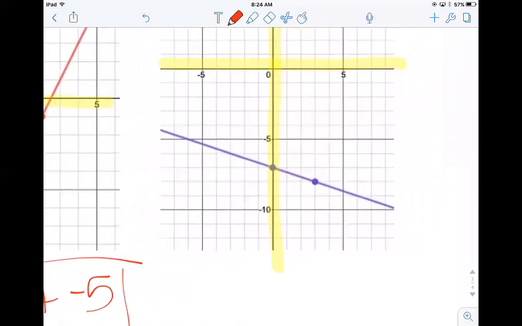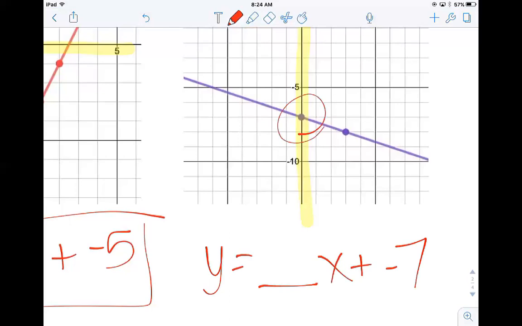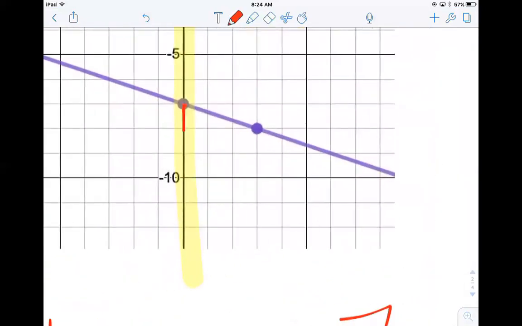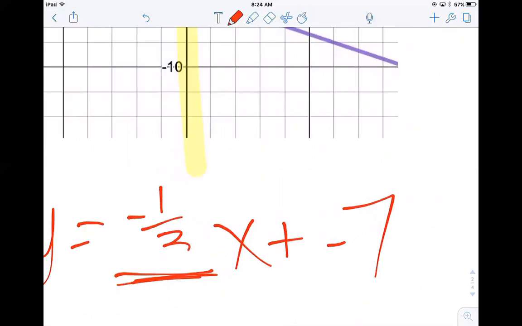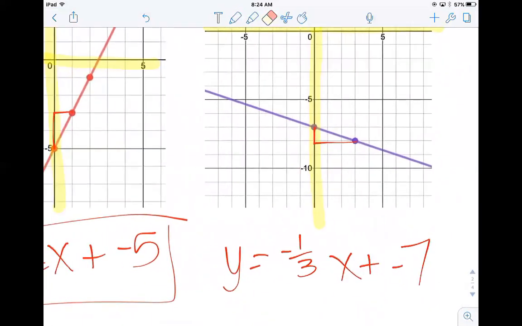For example 6, we're going to do the same thing. We're going to identify the y-intercept, which is right here. That's at -7. So we have y equals, we have our slope, which we're going to find, times x plus -7. To find this missing piece, the slope, we're going to look to see how we're changing. Notice that this time we're going down and over, which means the slope is going to be negative. So we're going down 1 block and over 3. So we're starting at -7, going down 1 over 3 to the right.